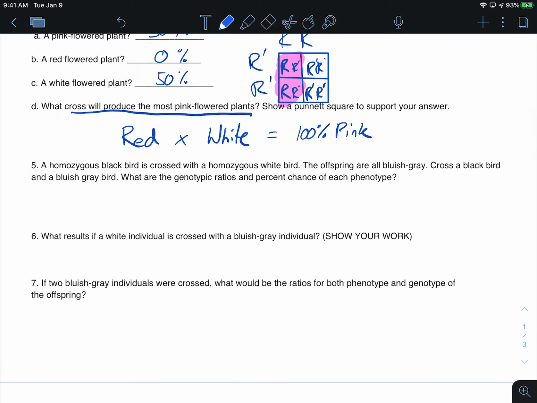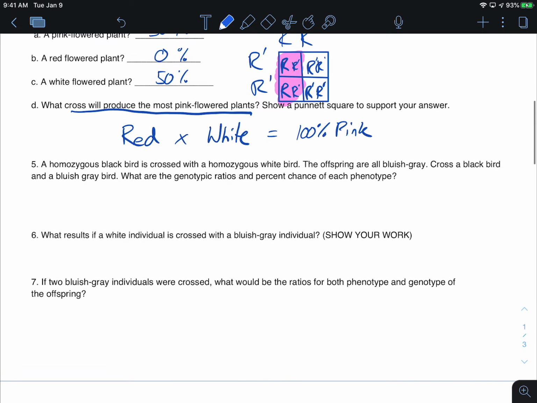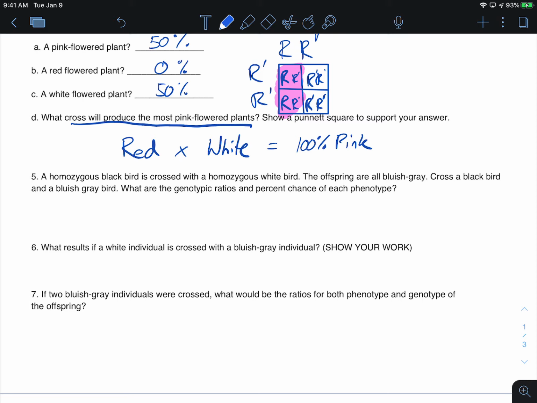All right, these last three are some different colors. So a homozygous black bird is crossed with a homozygous white bird. The offspring are all bluish gray. Cross a black bird and a bluish gray type. What are the genotype ratios and percents? So they are saying that we have a black bird who crosses with a white bird, which we're going to call black prime, and we get blue gray. And we get 4 of those.